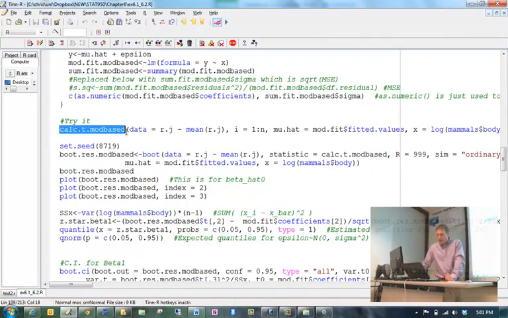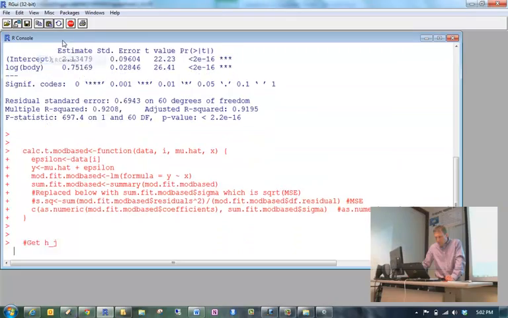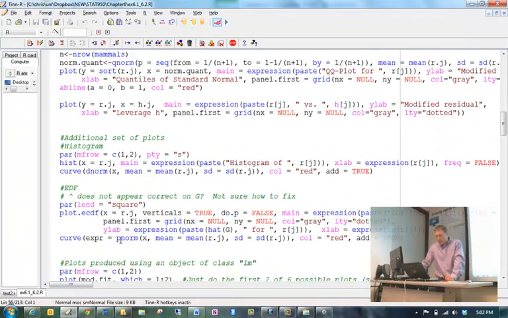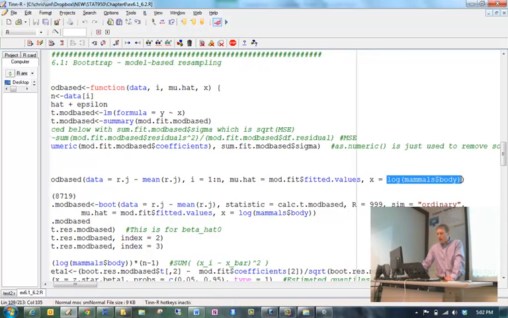So calc.t.modbase, data, rj minus the mean of rj's. Make sure I got rj already in here. So we're just trying it out. We'll do 1 to n. Notice where my mu hats, or my y hats, are. They're in the fitted.values component of mod.fit. And then I pass in my x, which again, I chose to already do the log part there. So log of the body weights.